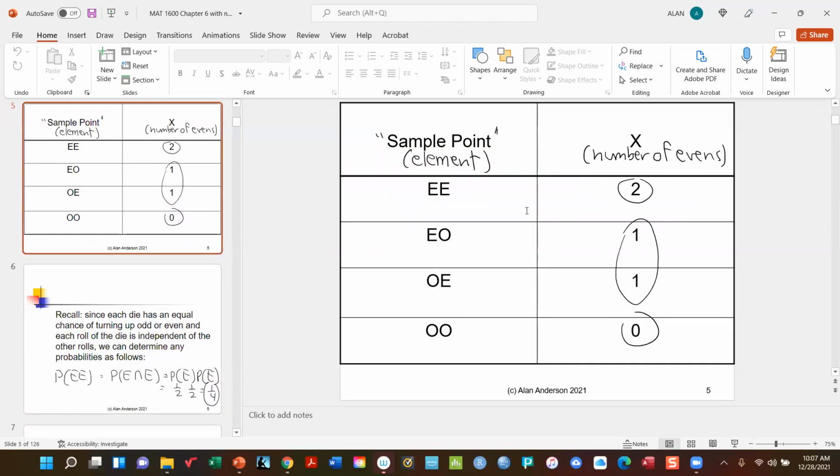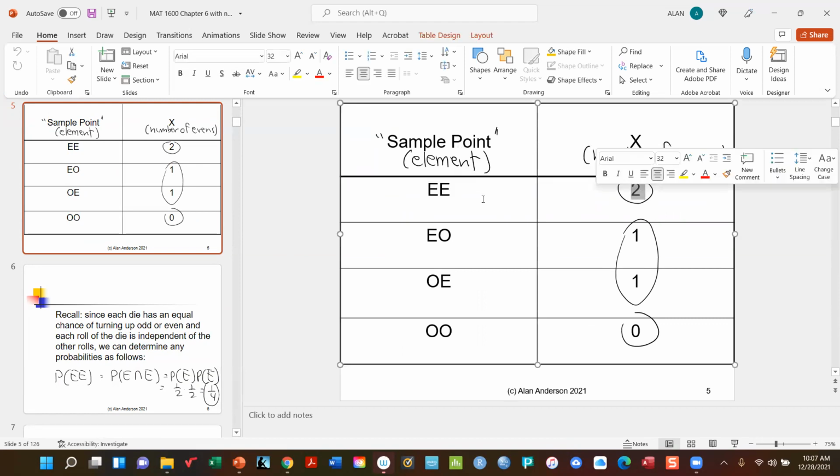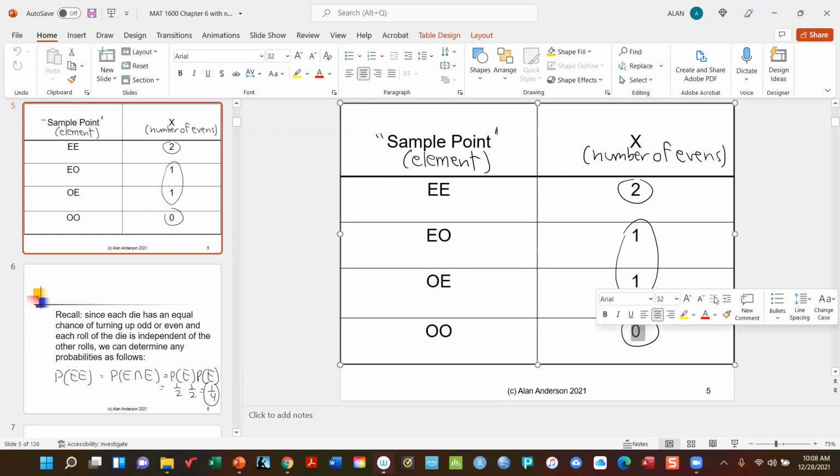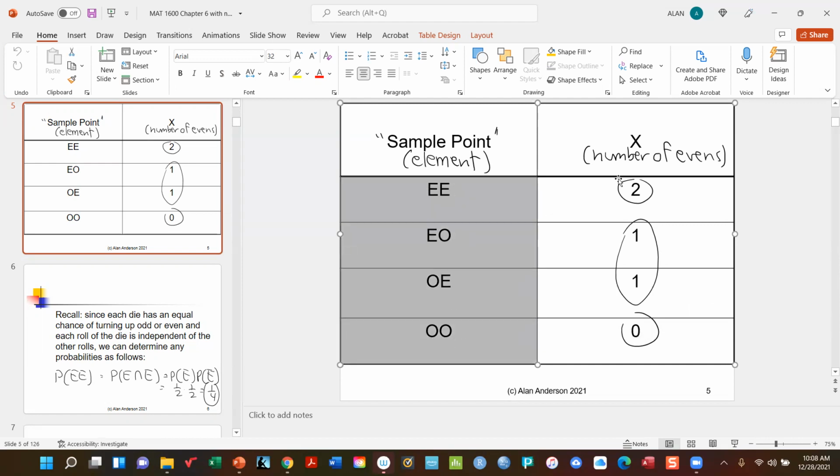And so we set up a little chart here so you can see this. For example, EE is assigned the value 2 because there are 2 evens here. Both of these, EO and OE, are assigned a value of 1 because there's 1 even number in each of these 2 outcomes. And then finally at the bottom here, when we have 2 odds, X will assign this a value of 0 because there are no even numbers. So the point of X is to take these outcomes and turn them into numbers. The reason that's so important is because then we can calculate probabilities with formulas rather than having to count through all the different elements in the sample set.